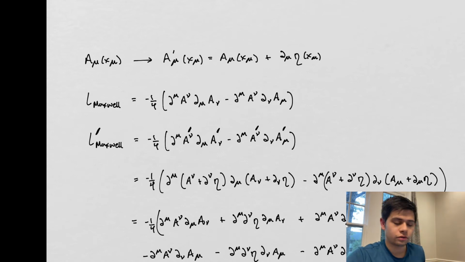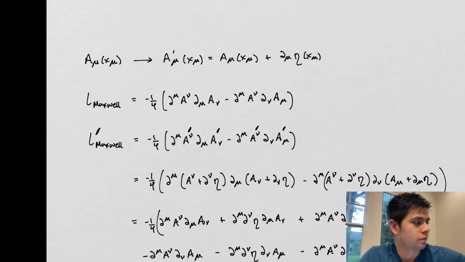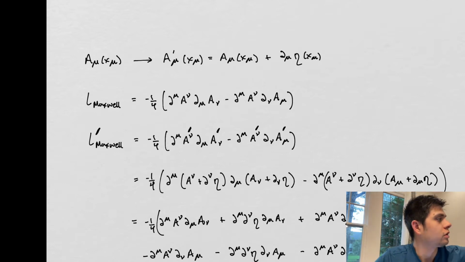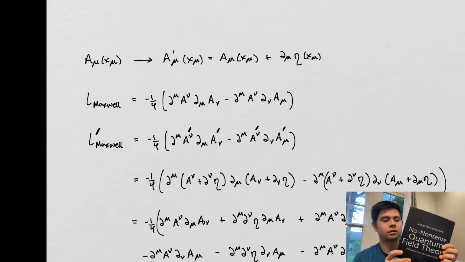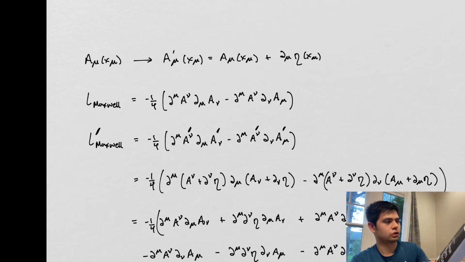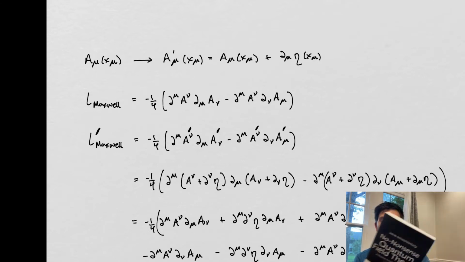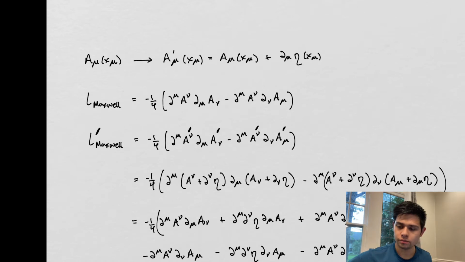All right, so now we are going to be talking about gauge symmetry. This is the last part of chapter 5. Again, we are going through this book, No Nonsense Quantum Field Theory, by Jacob Schwittenberg. And yeah, so we're in the last part of chapter 5. We're going through gauge symmetry.